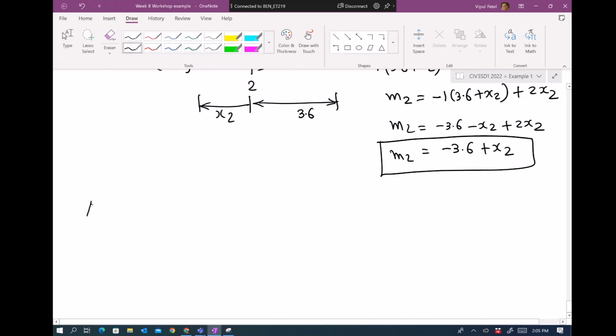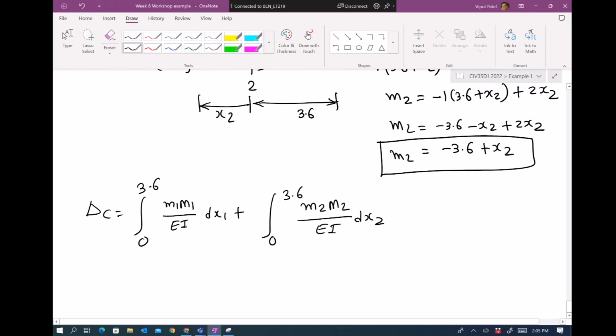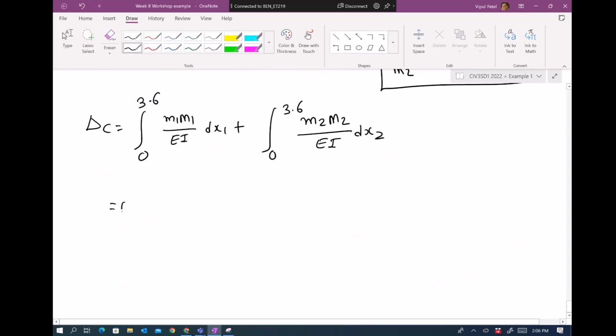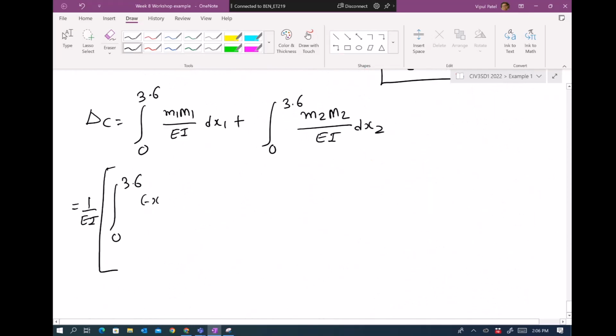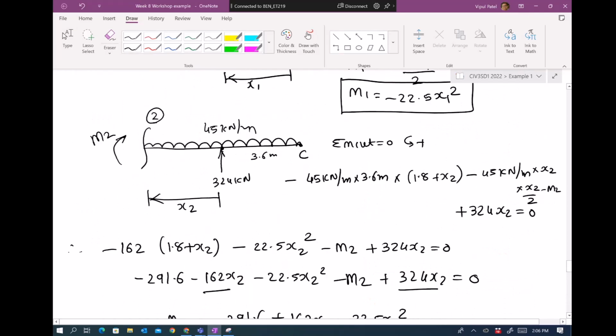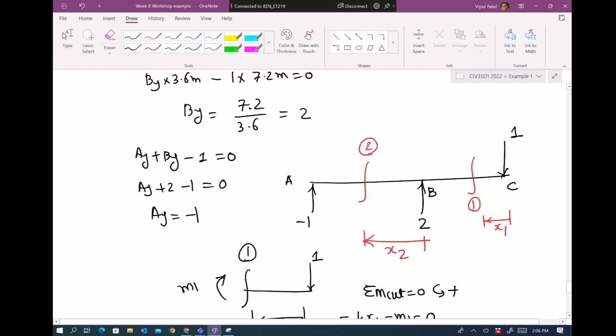But let's see. So delta C equal to integral from 0 to 3.6 of small m1 capital M1 over EI dx1, plus integral from 0 to 3.6 of small m2 capital M2 over EI dx2. Do you agree with me? Right, that's the virtual work method equation, and we have small m1, capital M1, small m2, capital M2. We plug in the values and we do the integrations. Right. 0 to 3.6. Let's take the EI out. We forget about EI first, so we no need to write it. 0 to 3.6, small m1 is minus x1, capital M1 is minus 22.5 x1 square.